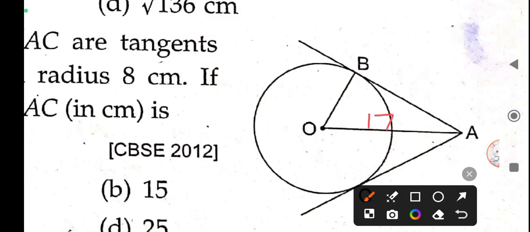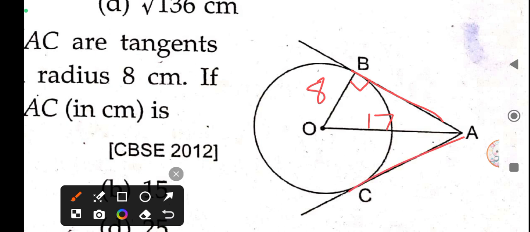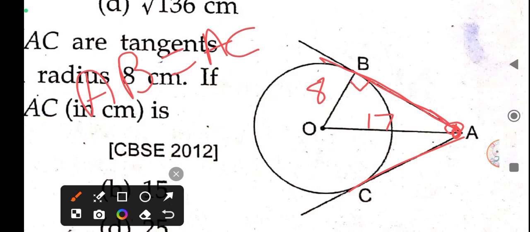This is 17 centimeter, this is 8 centimeter, and now it will form a right angle triangle. Let's first find AB, because if we find AB, then AC is automatically found. When two tangents are drawn from the same external point, the lengths of those two tangents are equal. This is a theorem. So AB will be equal to AC.